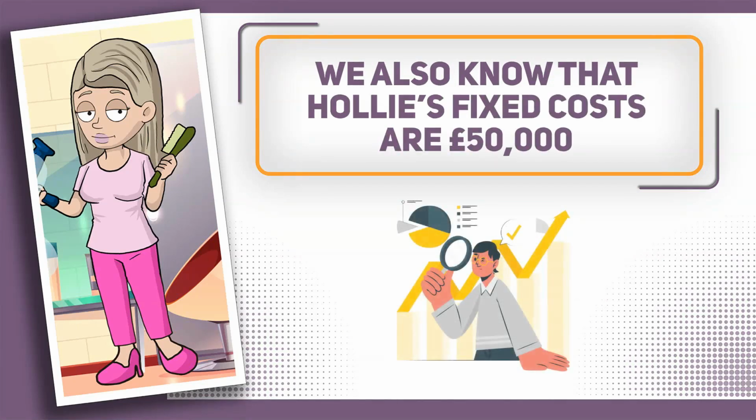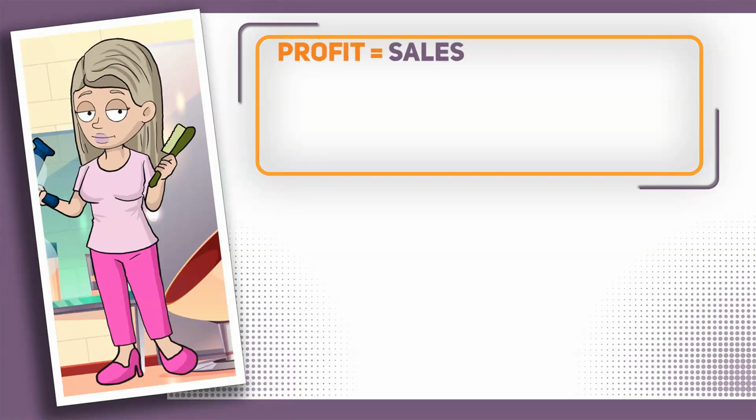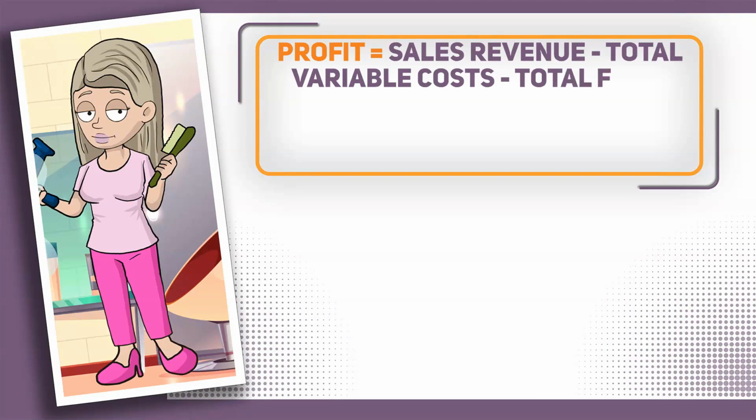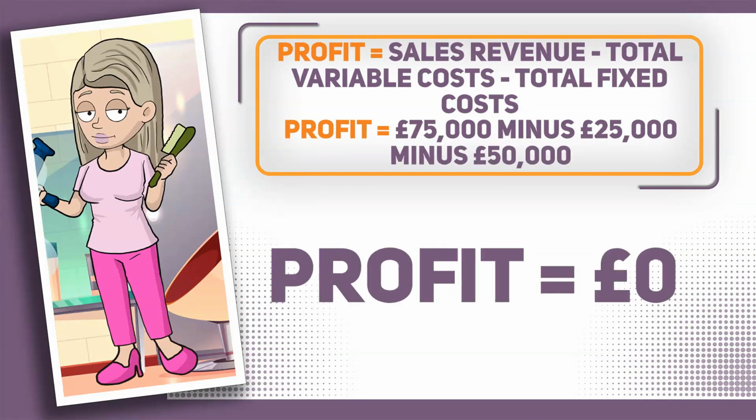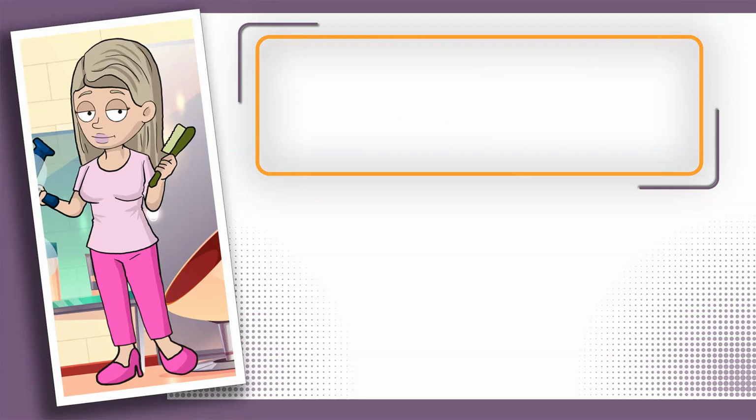So the profit, if 1,250 units are sold, can be calculated as profit equals sales revenue minus total variable costs minus total fixed costs. In this case, profit is equal to £75,000 minus £25,000 minus £50,000, and that makes a profit of £0, which is exactly what we was hoping for.